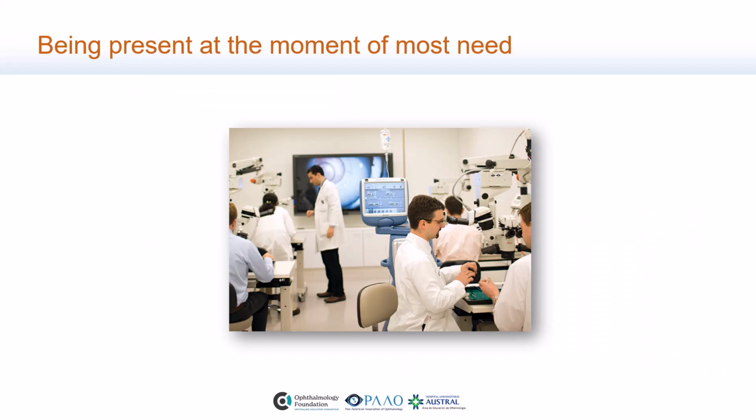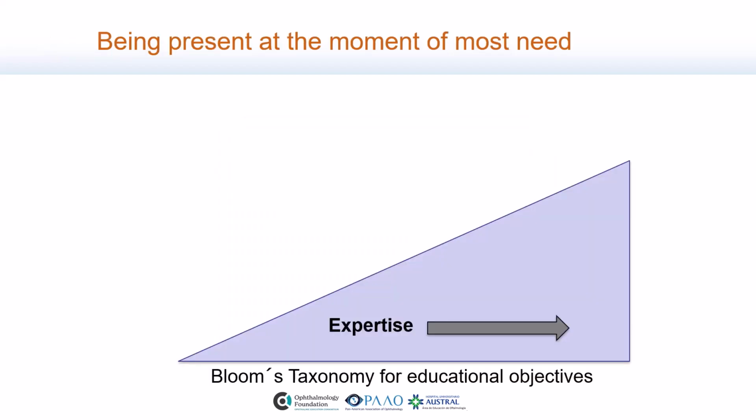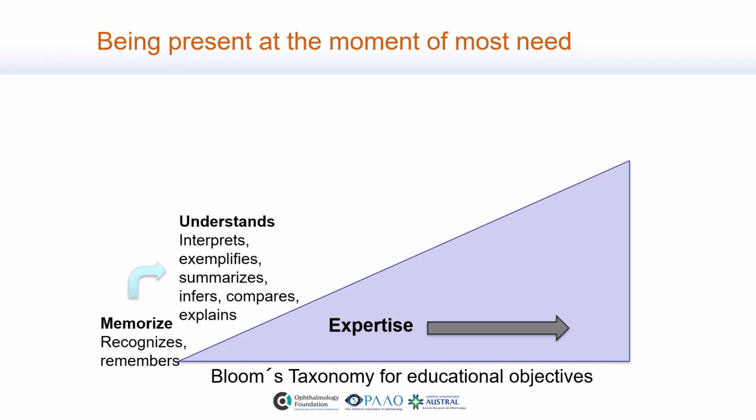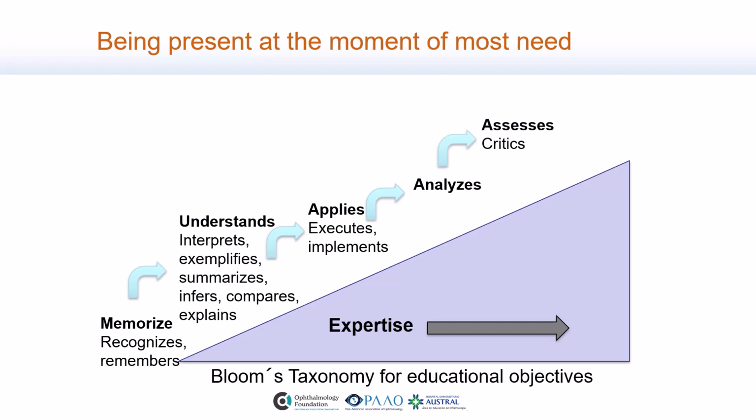The third reason has to do with being present at the right moment. If you look at this graphic, you will see appear from left to right Bloom's taxonomy educational objectives. The more to the left they are, the easier they are to attain with little or no supervision. The more to the right you go, the more complex they get. As you see also in the graph, the expertise you need to reach them also grows from left to right.